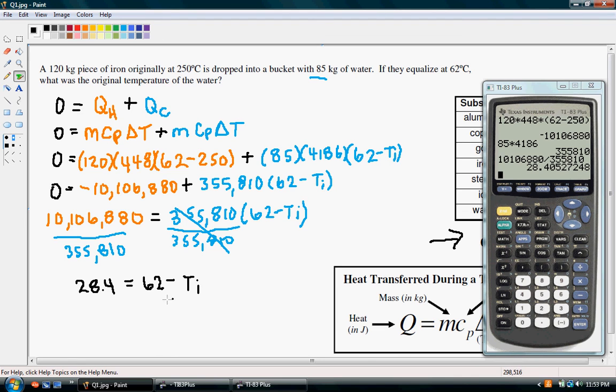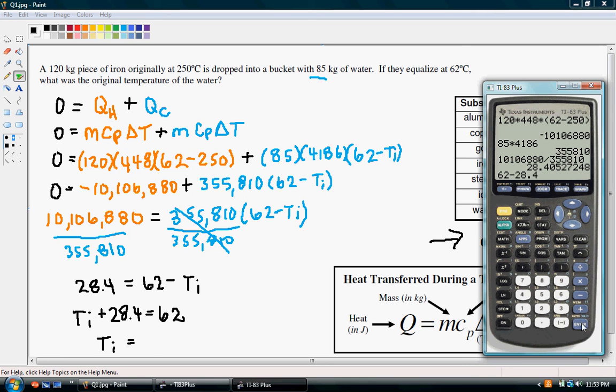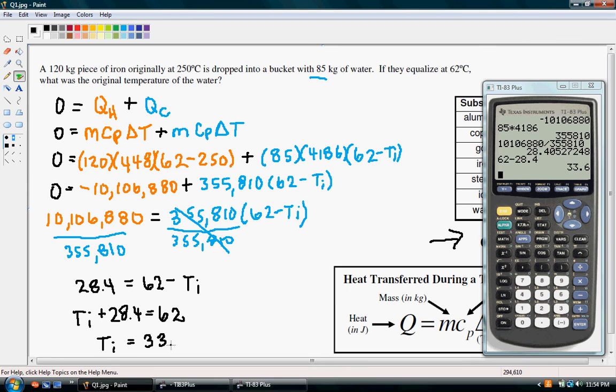But we want to solve for our initial temperature, and since this is negative over here, we can put it on the other side and say initial temperature plus 28.4 degrees is equal to 62. Then all we have to do to solve for initial temperature is subtract 28.4. So our initial temperature will equal 62 minus 28.4, and we get 33.6 degrees Celsius. And we're done.